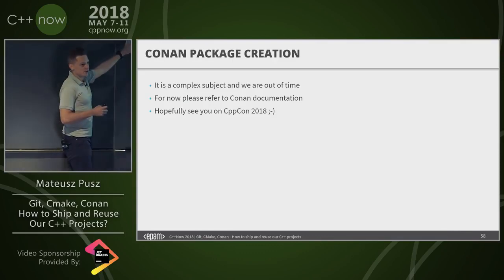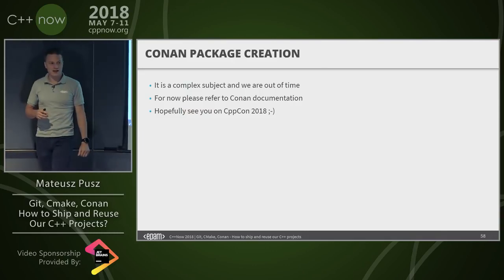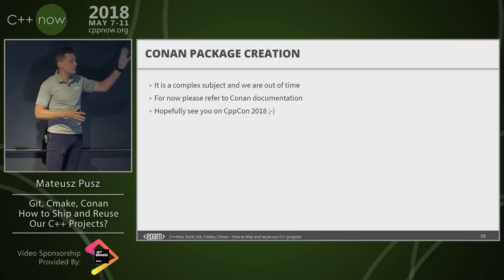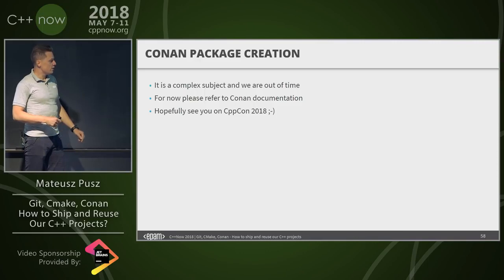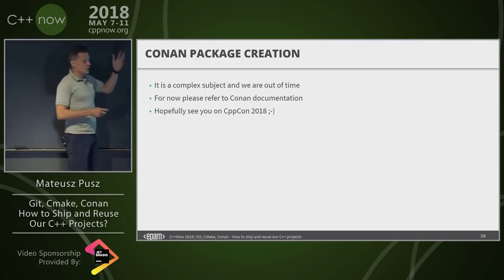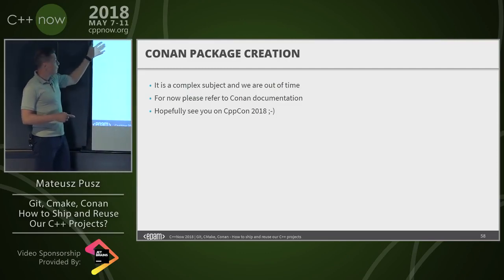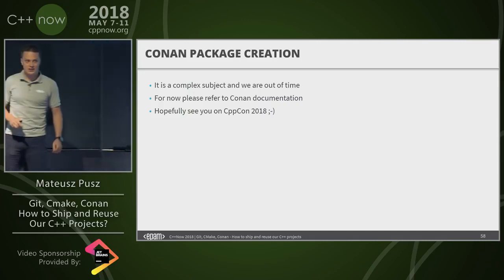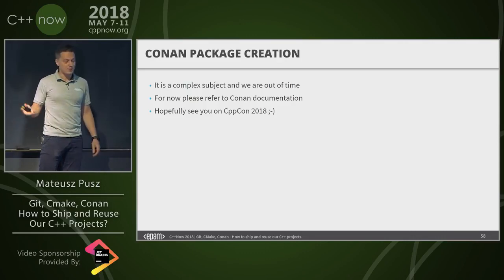I had to skip this subject, sorry. So I will not talk about package creation. I can talk for half an hour about the BKMs for creating a package under CMake, under Conan, sorry. I wanted to show you this, having 90 minutes, but we had only 45. So for now, please refer to the Conan documentation. It is really great, and you can find a lot of information there. And hopefully see you at CppCon, where I will maybe have more time to describe it and maybe do some hands-on stuff there, also to show you how it works on the platform.